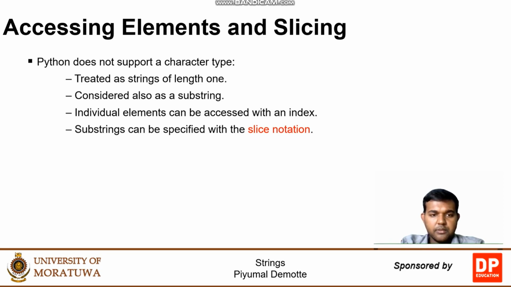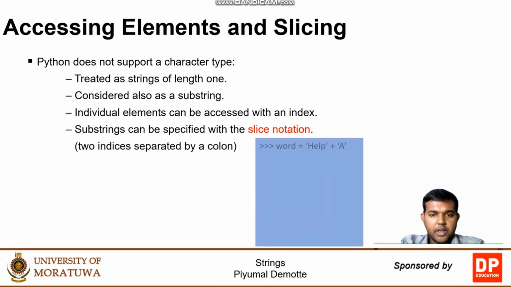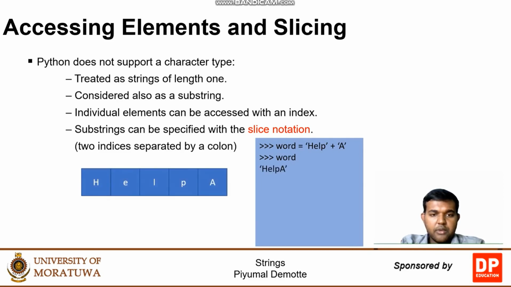substrings of a string. As an example, let's create a string with the concatenation operator and assign it to the variable word. If we try to access the character at index 4, it will return fifth character in the string since the index starts with 0. If we consider the substring specified by the slice notation within square bracket 0 colon 2, the substring between indices 0 and 2 will be retrieved, excluding the character at index 2.